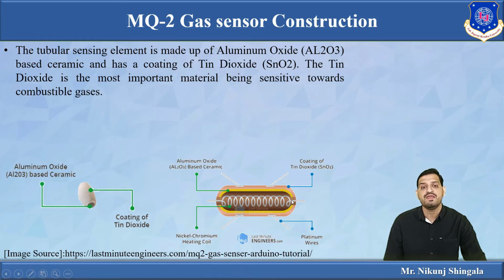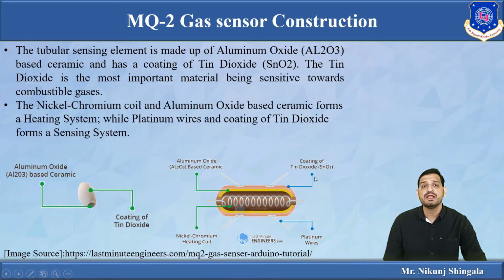You can see one coil is there, and that is nothing but the nickel chromium heating coil. On that, an aluminum oxide layer is there, and on that a coating of tin dioxide is there, and these 4 leads of platinum wires. The nickel chromium coil and aluminum oxide base ceramic form the heating system, while the platinum wires and tin dioxide layer form the sensing system.